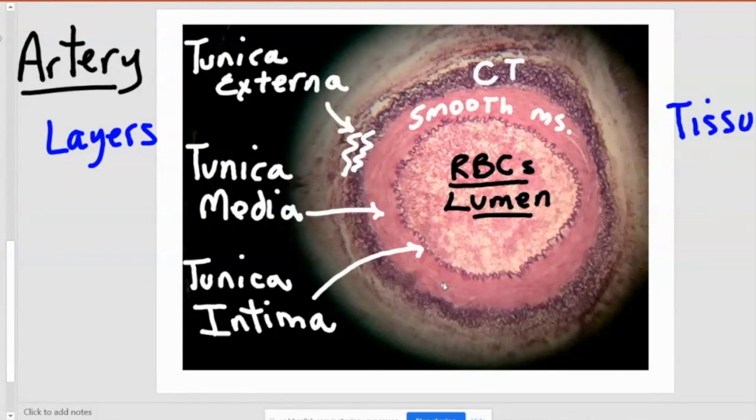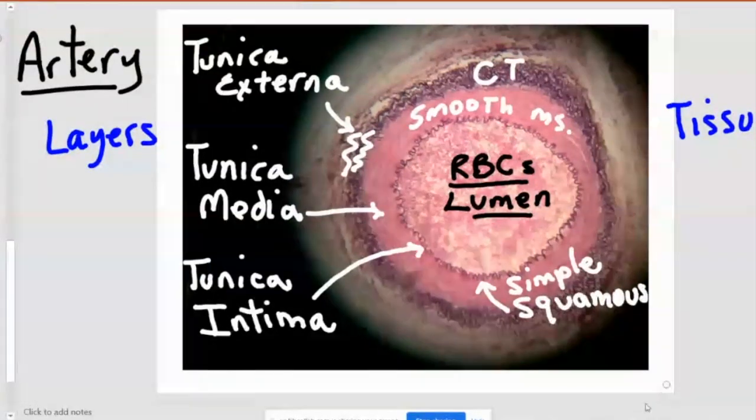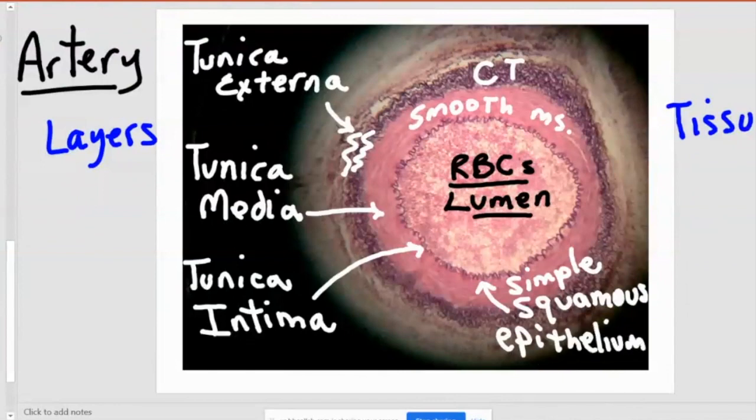Anyone want to take a wild guess what that single thin layer is made of? What kind of tissue? I'll get you started. There you go. And what's the third word on that? So this layer is simple squamous epithelium.